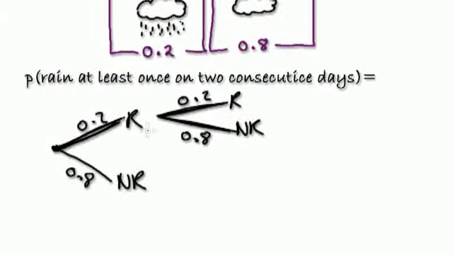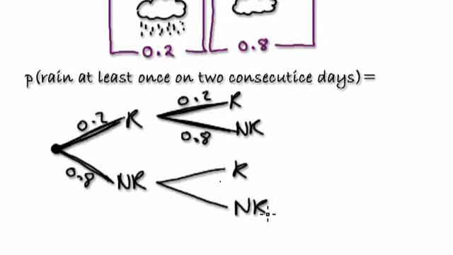Now let's go back to the beginning again. You are here. Let's say it doesn't rain on your first day. Now the second day is a new day, so it could either rain or not rain. The probability of raining is 0.2. The probability of it not raining is 0.8.